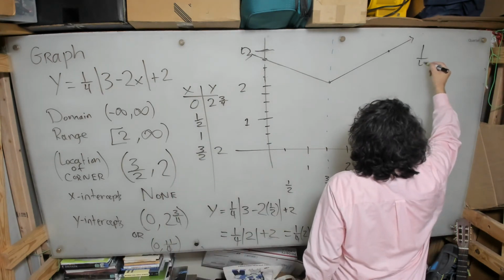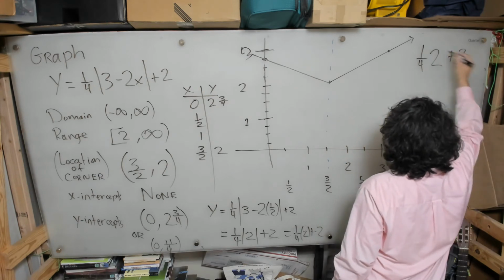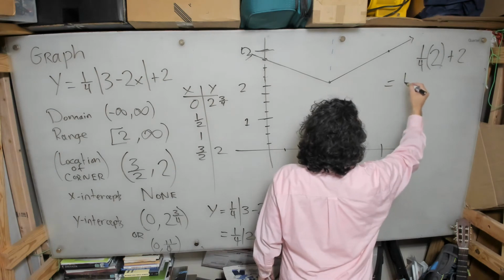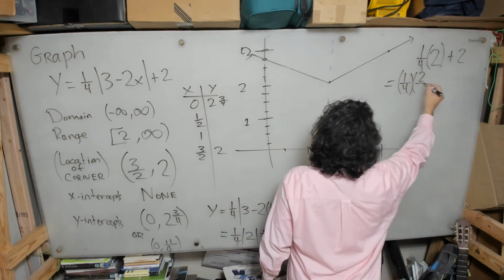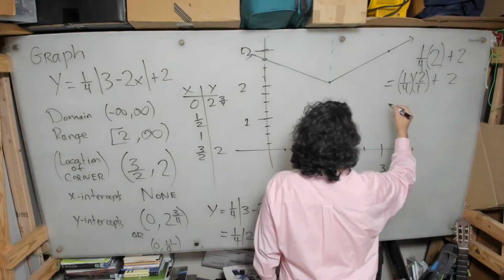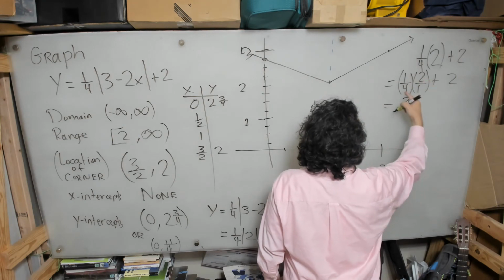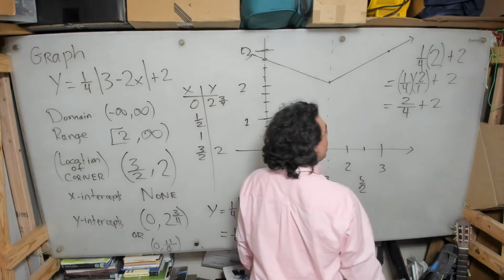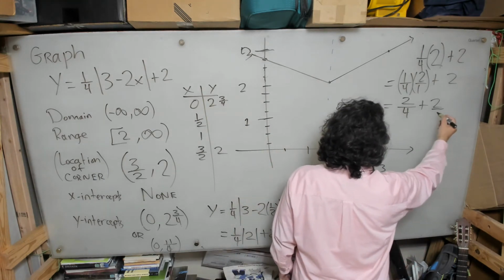So 1/4 of 2 plus 2. Okay? I can rewrite that as 1/4 times 2 over 1 plus 2. Now, I can look at this as 1 times 2, that's 2. 4 times 1 is 4, plus 2. Aha, they're not fractions. So I'm going to write this one as a fraction by setting it over 1.